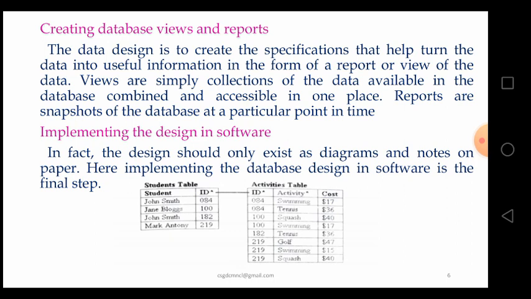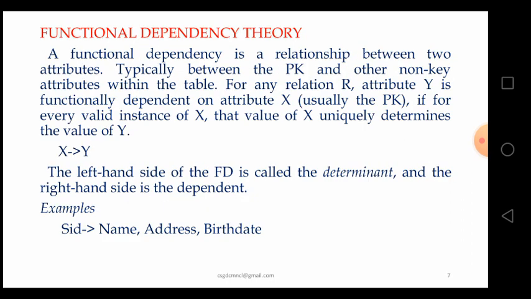Next, another topic is functional dependency theory. A functional dependency is a relationship between two attributes, typically between the primary key and other non-key attributes within a table.